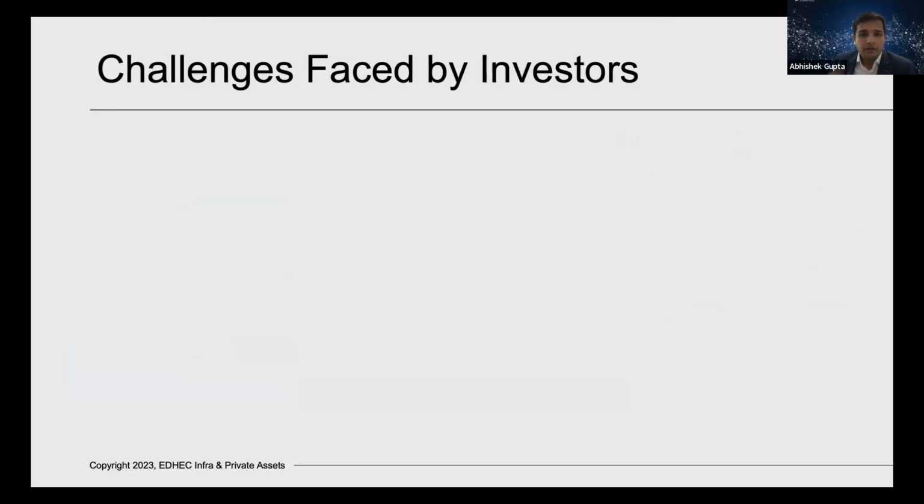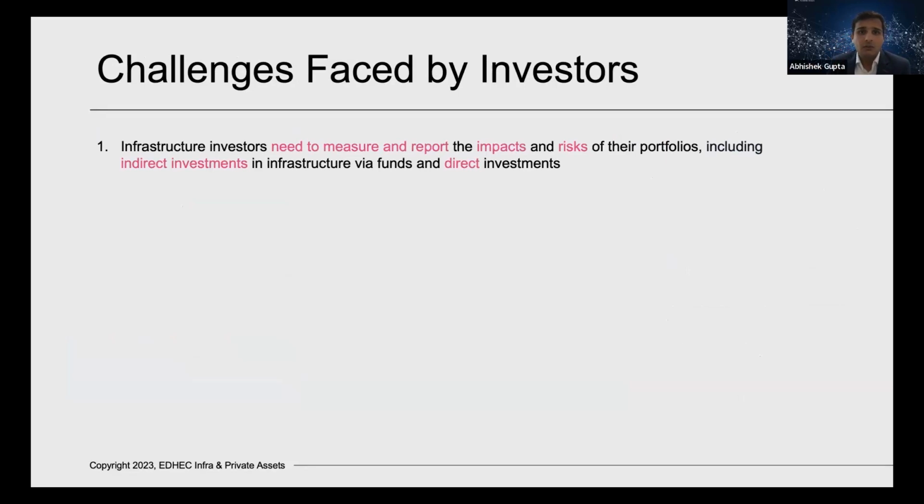Now, having understood these, that it's important, investors want to do it, and it's required for regulatory purposes, but still there are a lot of challenges that are faced by the investors. First is the need to measure and report, including indirect investments. And that's the difficult bit, because if you're directly invested in it, you probably have good understanding of the asset, its characteristics, and so on. But if you're indirectly invested via funds, you are limited in information.